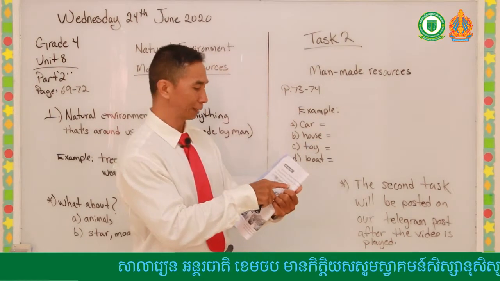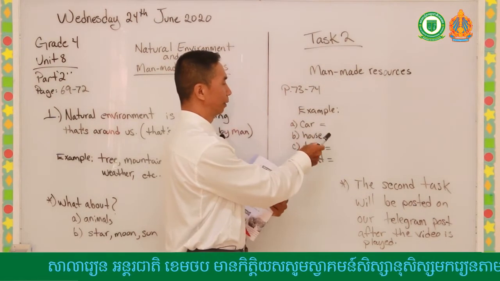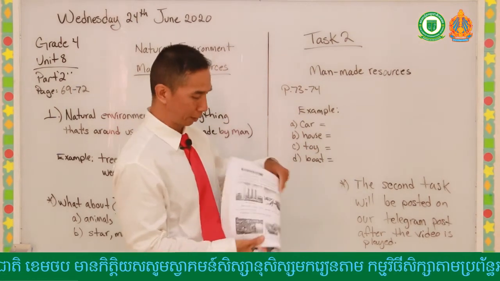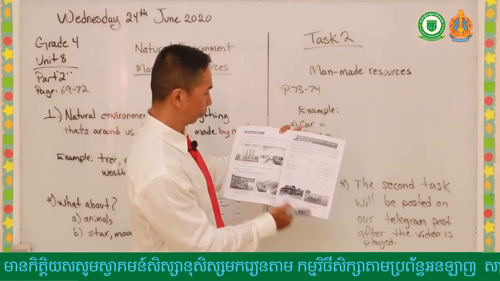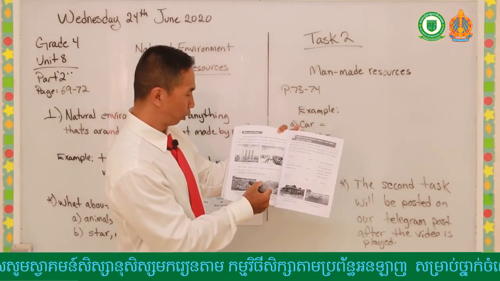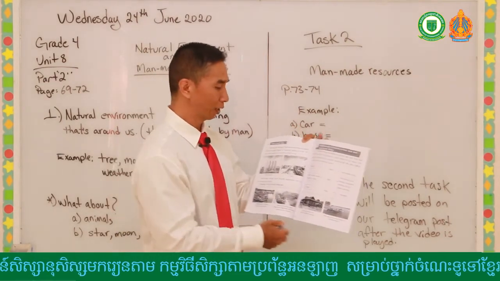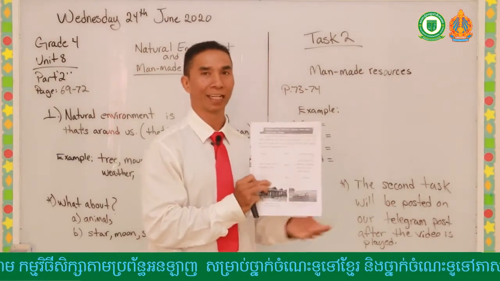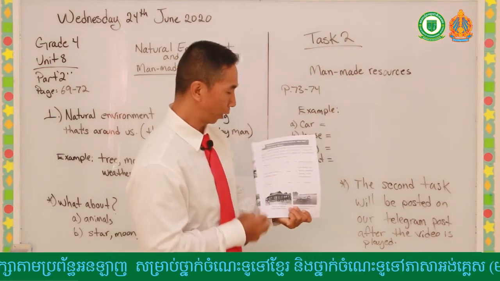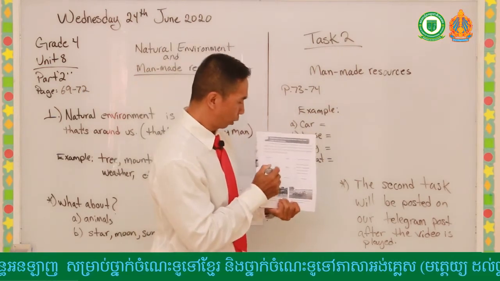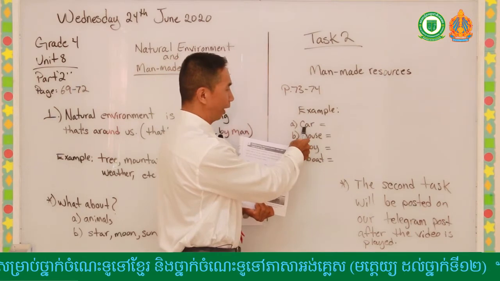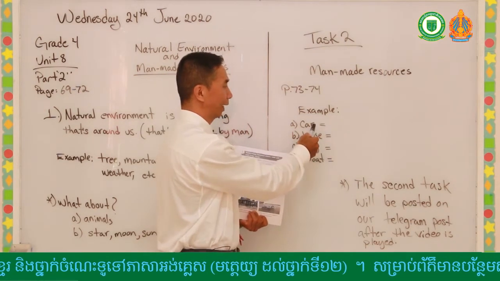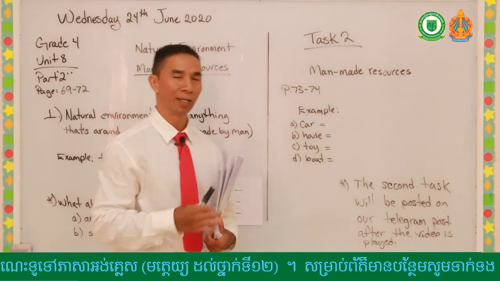They have examples here like a car, a house, toys, and a boat. You can continue reading pages 73 and 74, and it tells you more specific things that man made. Do you remember our exercise on page 74, our second exercise from last week's video, where I asked you to take an object, for example, and say what kind of things or materials a car can be made from?